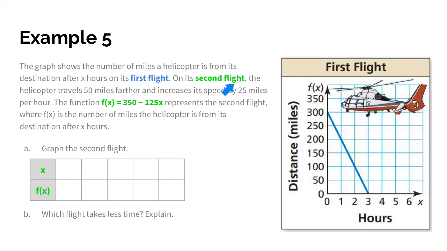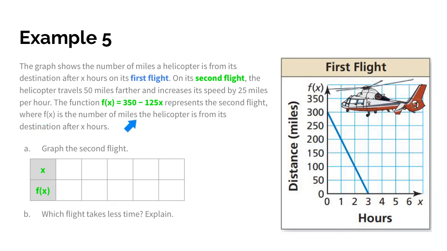It says here then that on its second flight, the helicopter travels 50 miles farther and increases its speed by 25 miles per hour. And it says the function 350 minus 125x would represent the second flight. I want to know, first of all, what this graph would look like, and then which one would take less time. So again, for any function, what we're going to do is choose values to input to figure out what our outputs are. I'm going to choose inputs shown here on the graph. The distance traveled depends on the time, as shown here.